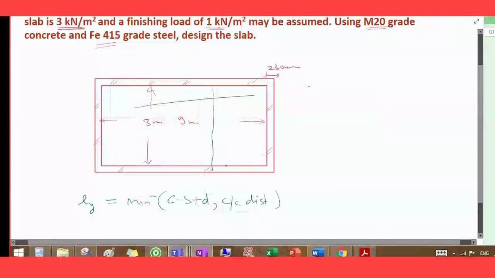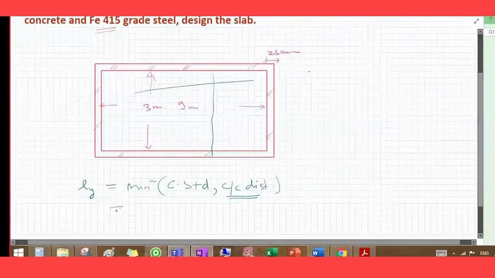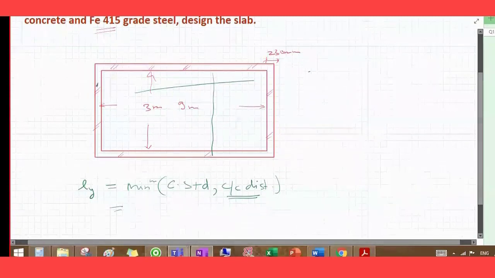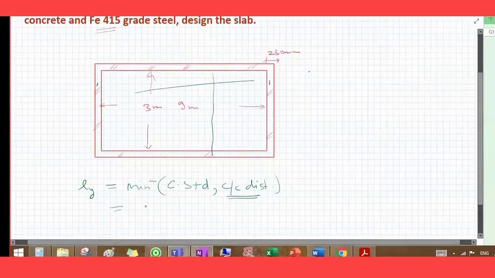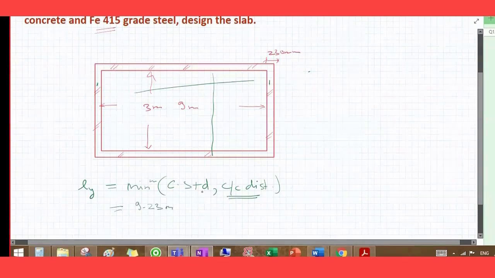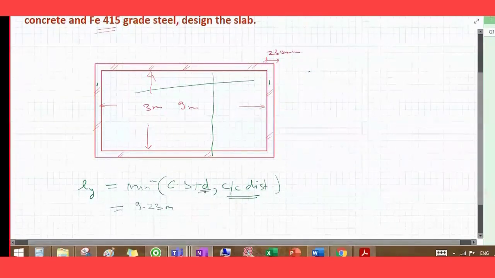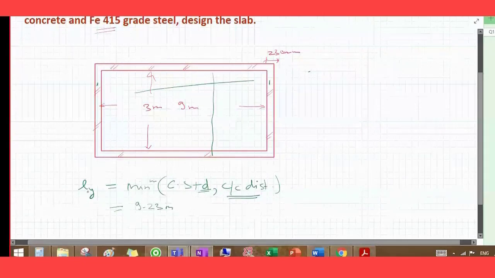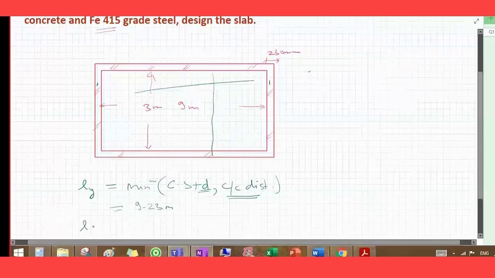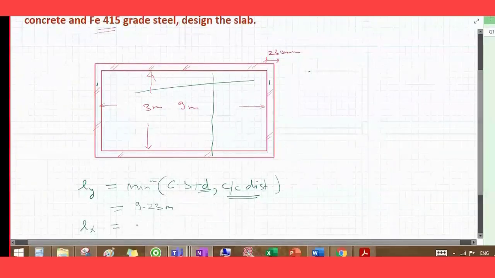Now right now I do not know the thickness of the slab. That is the thing which you have to design. So right now I'll assume Ly, which I'll be confirming later, as the center to center distance. Center to center distance means from here till here, so it will be 9.23 meter. Right now I've ignored d because I do not know d. That is what I have to decide. So my longer effective span is going to be 9.23 meters. Similarly, the effective span in X is going to be 3.23 meter.